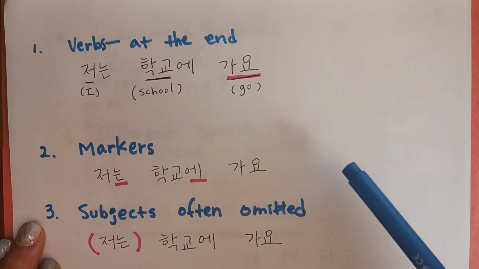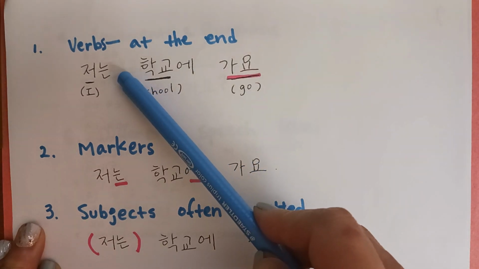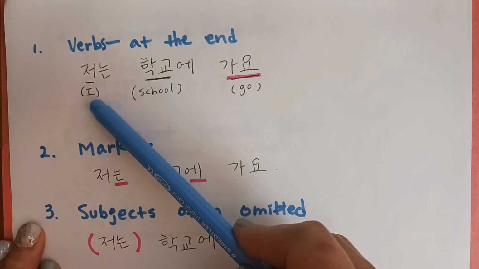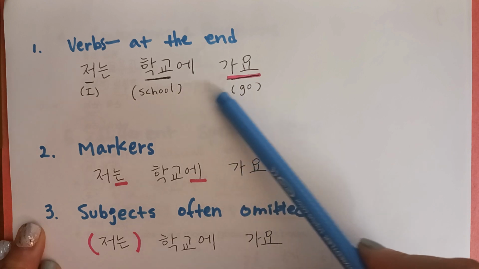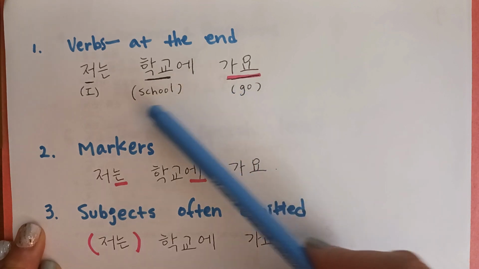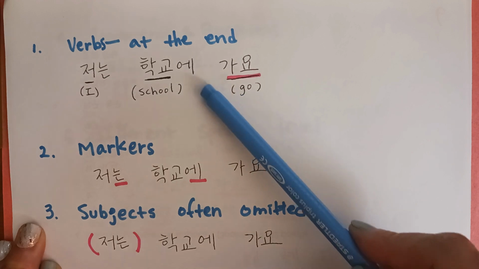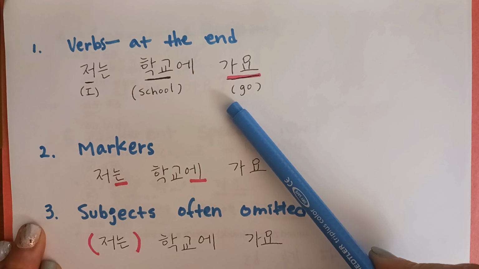Korean language is quite different compared to English. Number 1, verbs always go last at the end of a sentence. I'll show you an example. 저는, 저 means I. 학교에, 학교 means school. 가요, to go. If you don't know this sentence, not to worry. This is just an example showing the basic characteristic of the Korean language. Whatever you see at the end of a sentence, this is the verb in the sentence.